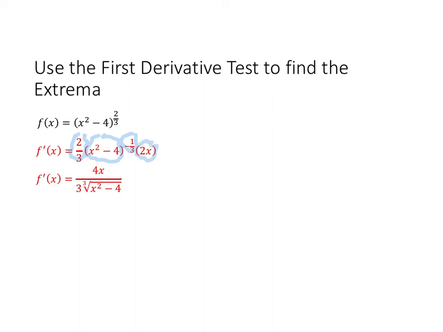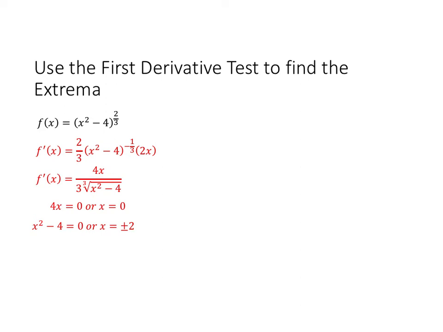If I were to simplify that, I come out with 4x over 3 times the cube root of x squared minus 4. So that's the first derivative. That's the first step we're going to take. Next, we want to find the critical points.